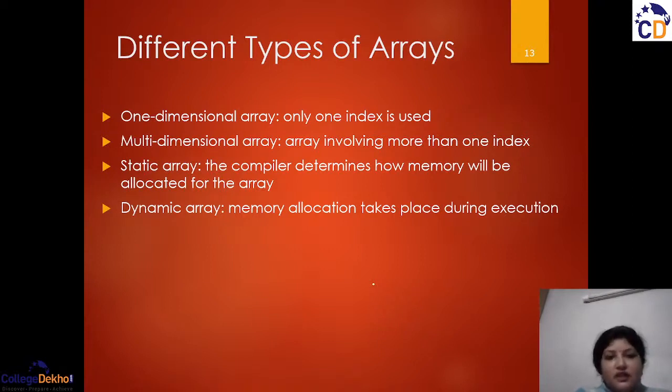Then we have the static array: the compiler determines how memory will be allocated for that array. Whereas when we have a dynamic array, memory allocation takes place at execution time only. It is not stated in advance.